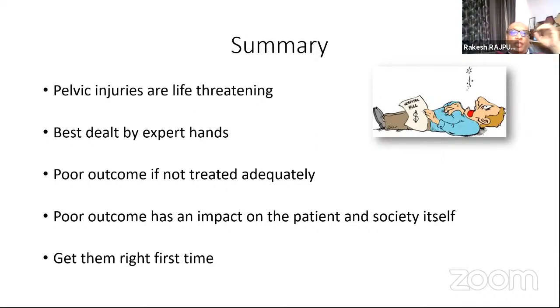And also I think you will feel a lot better once you have a good outcome in these patients, because the poor outcome is from not treating them. You'll have a poor outcome if you don't treat them adequately. And this will have an impact on the patient. And remember, this is a young, working, probably labor class patient, quite a few of them. And this will have a huge repercussion on the society. So we want to get them right and get them right first time.